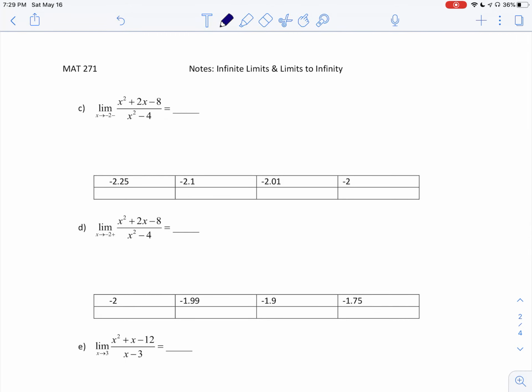All right, let's look at another example. So same as before, we're going to start by completely factoring this function.